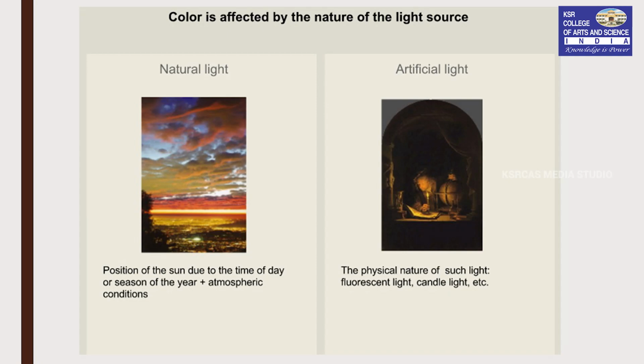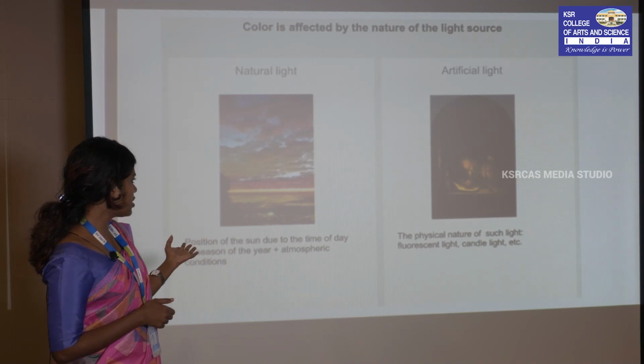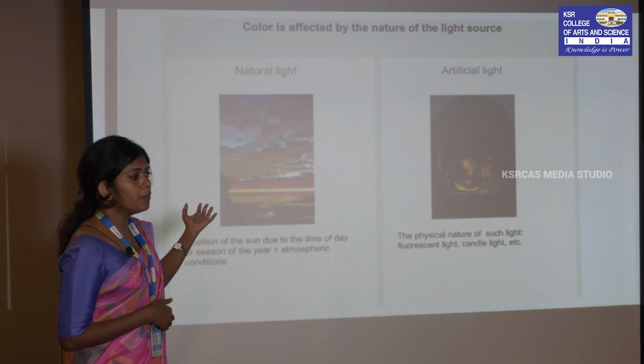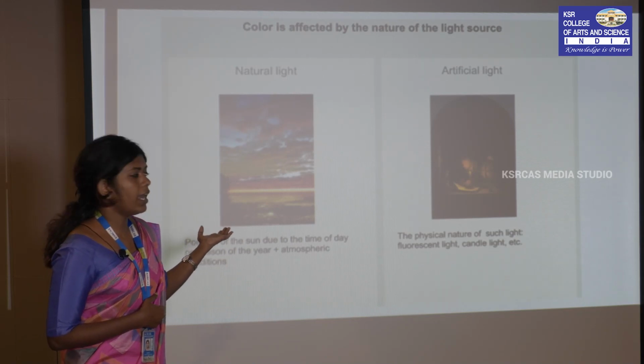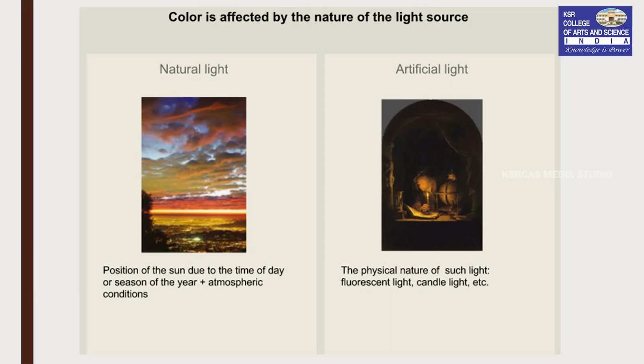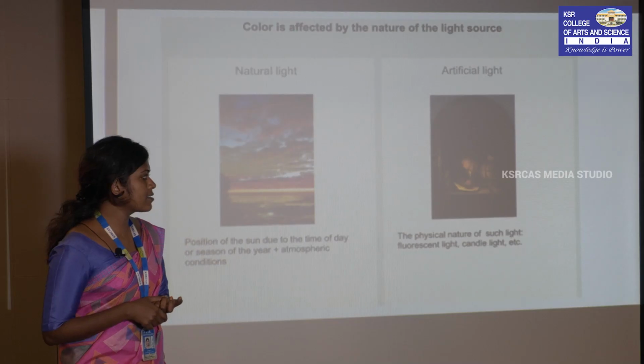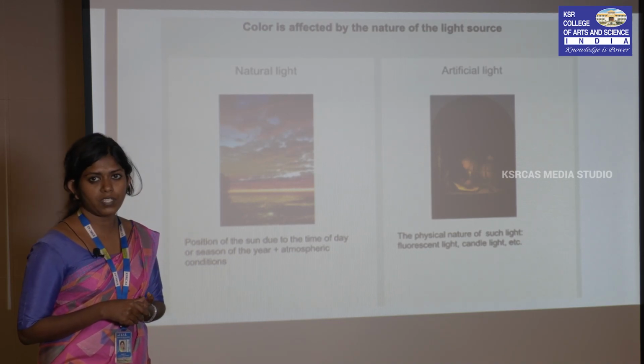Here, colors are affected by the nature of light. You can see that the first image shows an example of natural light. The position of the sun due to the time of the day and season of the year, plus the atmospheric conditions, creates a wide spectrum of beautiful lights which combine to create an interesting composition. On the other side, you can see an example of artificial lighting. The physical nature of light such as fluorescent light, candle light, etc. helps to create interesting frames such as that.